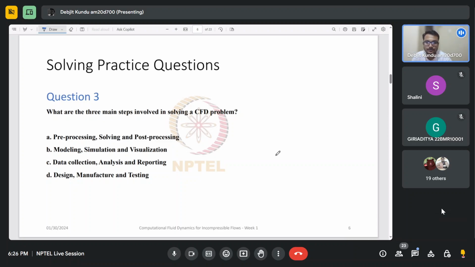So question number 3 of today's session is, what are the three main steps involved in solving a CFD problem? Is it option A, pre-processing, then solving, then post-processing? Option B, modeling, then simulation, then visualization? Or option C, data collection, analysis and reporting? Or option D, design, manufacture and testing?